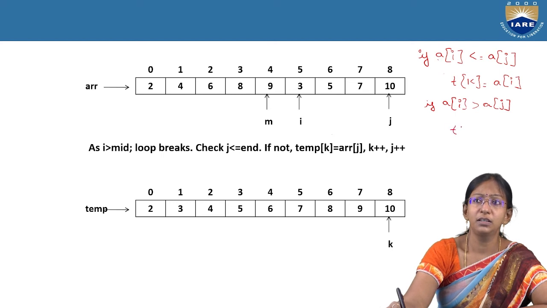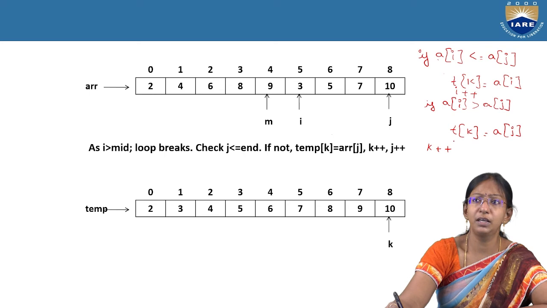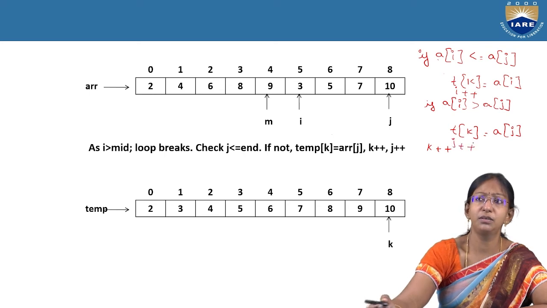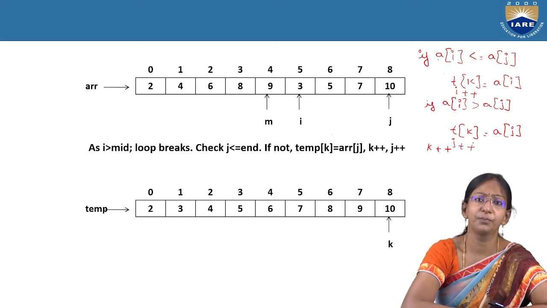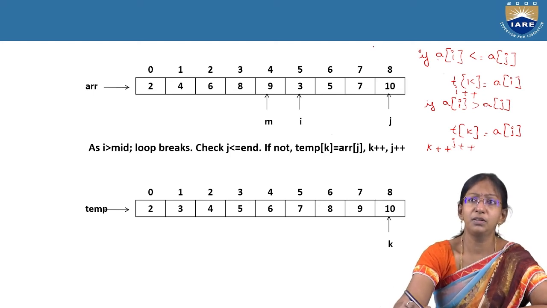So into the temporary, that is the final result, copy the element of j. Whatever the case may be, increment k, right? If you have used the element i, increment i. If you have used the element pointed by j, increment j. That's it, right? So this is the while loop.